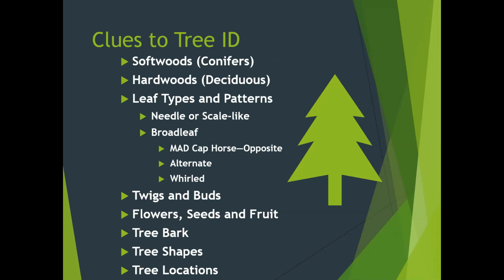Then further into these clues of tree ID, you want to look closer at their twigs, their buds, their flowers, seeds and fruit, their tree bark, the shapes of the tree, and their tree locations. So these all could help you with identifying a tree in the field.